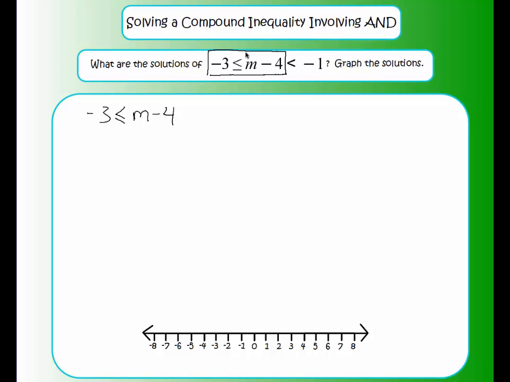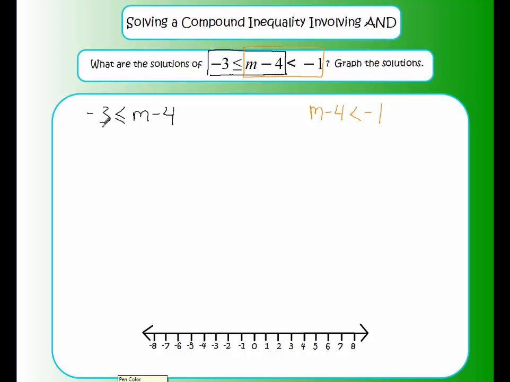We also see that we have this: m minus 4 is less than negative 1. So let's write that one out too. m minus 4 is less than negative 1. Okay, so I need to solve both of these inequalities.